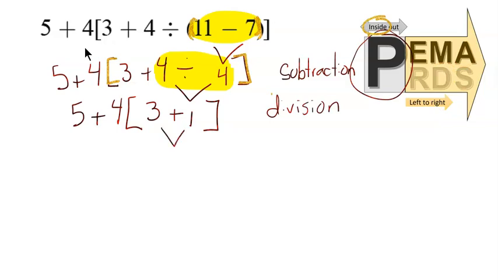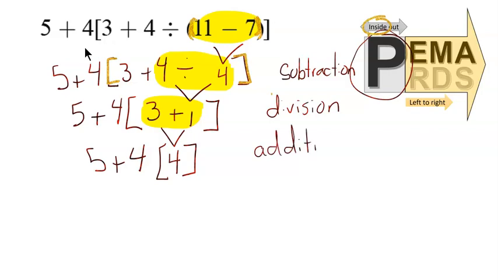All right, so I still have parentheses here. So I'm going to go ahead and simplify what's in those parentheses. There's only one operation. So 3 plus 1 is 4. I'm going to simplify that. And then, of course, copy out everything else exactly the way I see it. This step right here, addition.